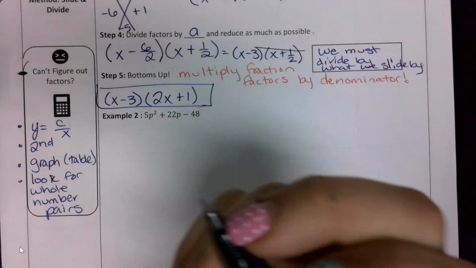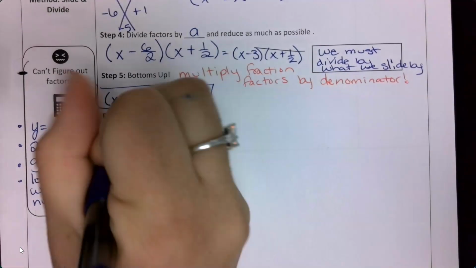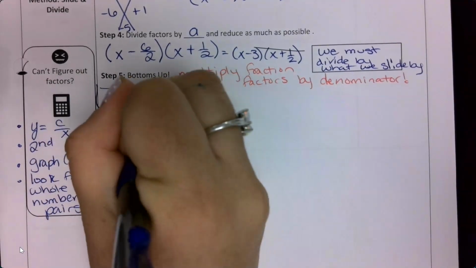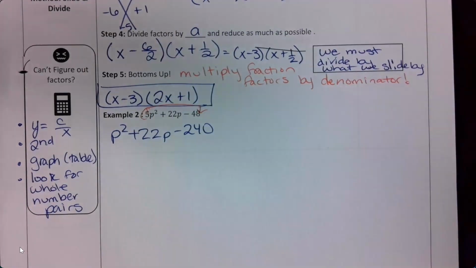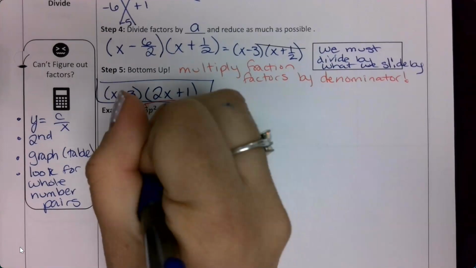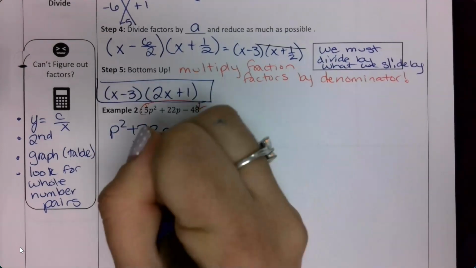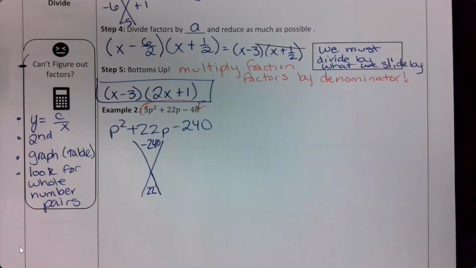Okay, so I want to start off by doing my sliding. What is 5 times negative 48? Negative 240. Then I want to go ahead and do my x method. So the negative 240 goes on top, and the 22 goes on bottom.